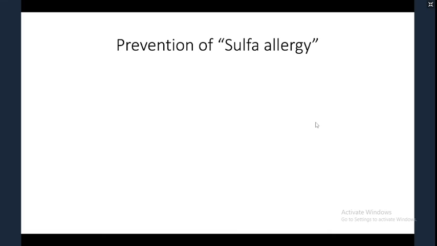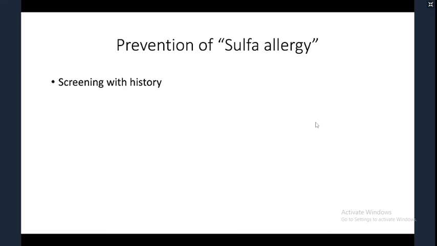Prevention of chloramphenicol associated bone marrow suppression. As I mentioned earlier, chloramphenicol, if you give it to anybody, can cause bone marrow suppression at one point. So the best thing would be to avoid chloramphenicol, because in our formulary there are lots and lots of alternatives. So it's better to avoid chloramphenicol whenever possible.